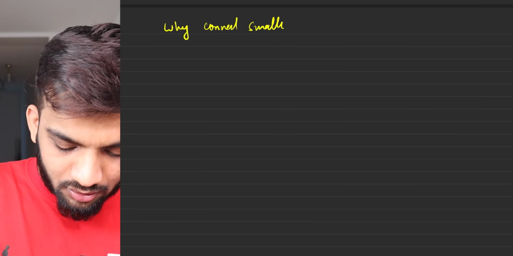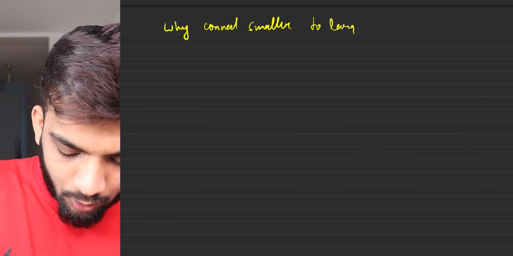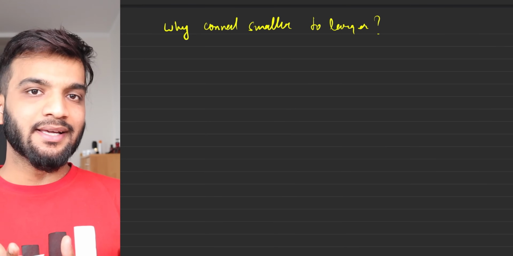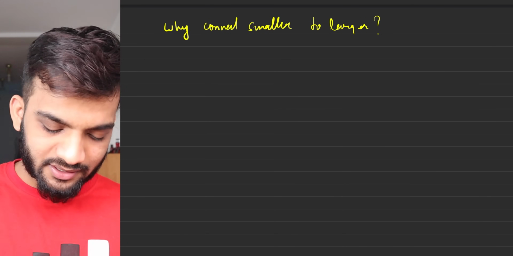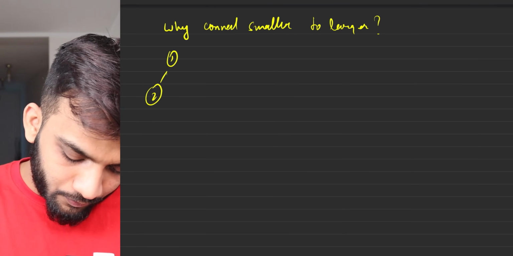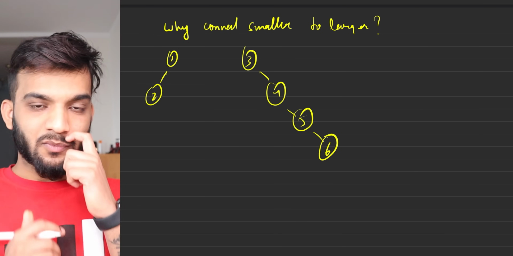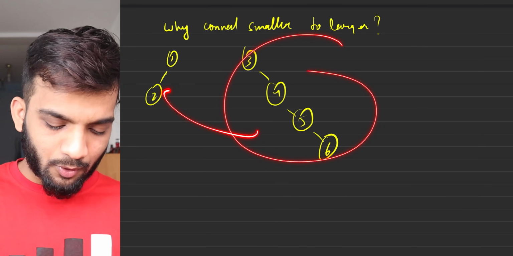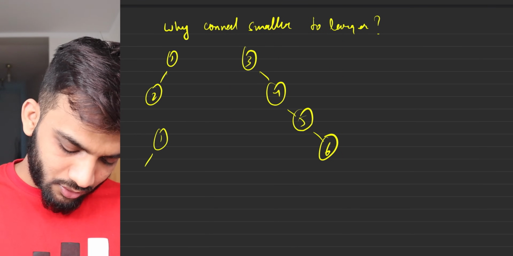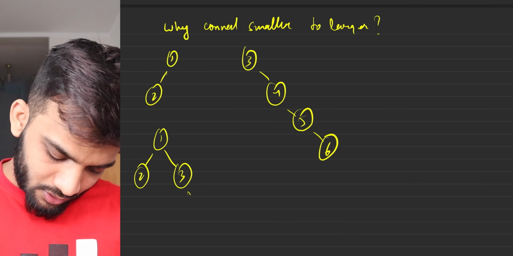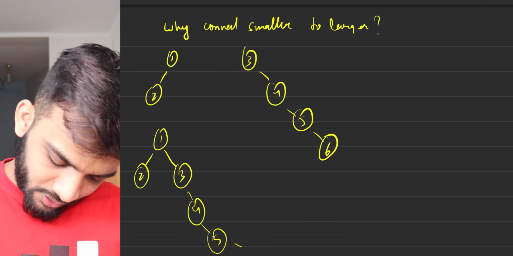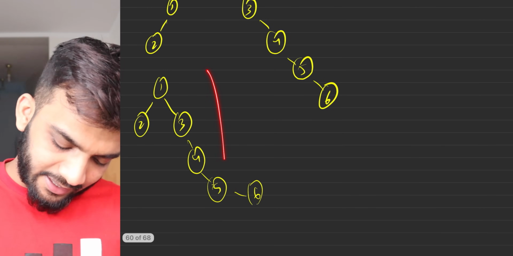Now a question might be coming to your head, but Trevor, we did not understand why connect smaller to larger. Like, what's the idea of connecting smaller to larger? The first idea is I don't want to increase the height. For an example, if I have 1, 2, I have a 3, 4, 5, just for an example I'm taking. So if I connect the larger to the smaller, see what will happen. 1, 2, 3, 4, 5, 6. So basically, the height increases.